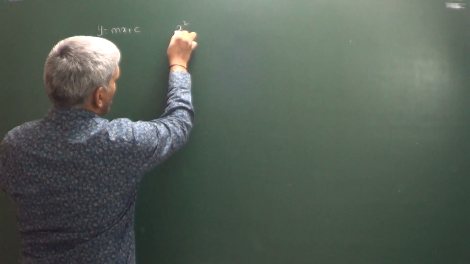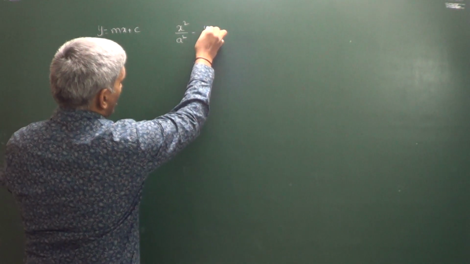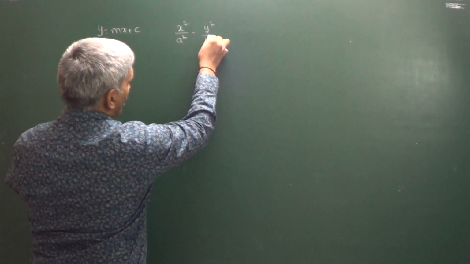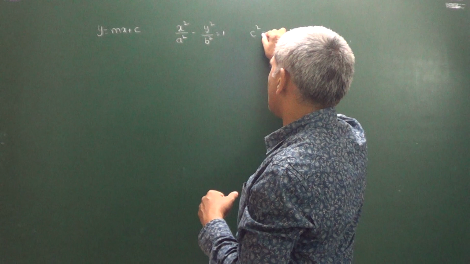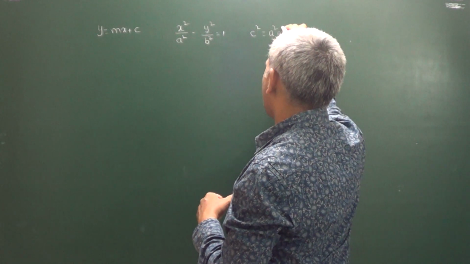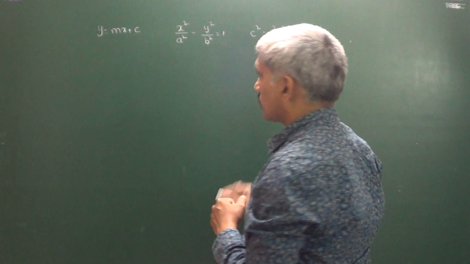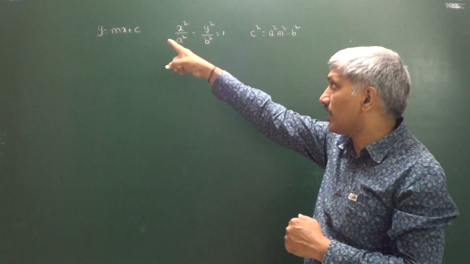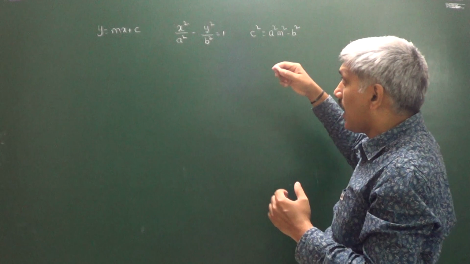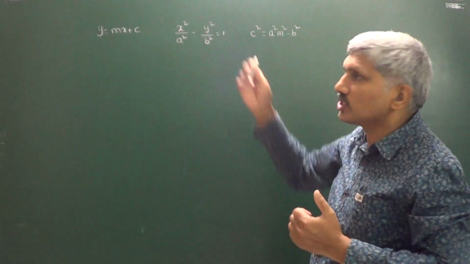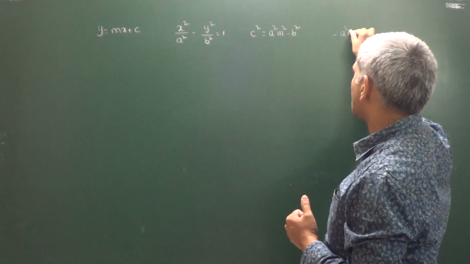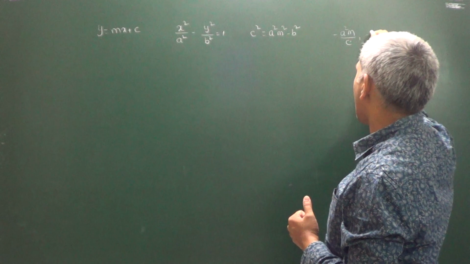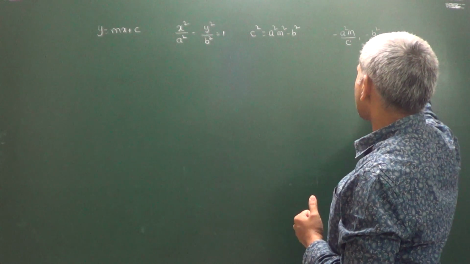The line y is equal to mx plus c is a tangent to the hyperbola x square by a square minus y square by b square is equal to 1. Then we know the condition as c square is equal to a square m square minus b square. So that is the condition. This line is a tangent to this hyperbola, and where that line touches this hyperbola, the point of contact is given by minus a square m divided by c comma minus b square by c.